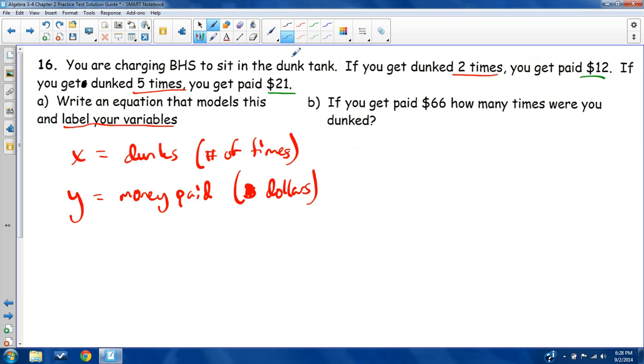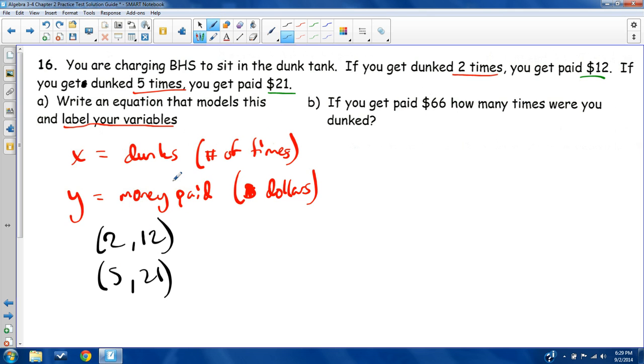Here's the thing. They gave us 2 points. You might not even recognize it, but they gave you 2 points. Here's a point, (2, 12), right? 2, number of dunks, comma, 12, amount of money paid. (2, 12), that's a point on your graph. Here's another one, (5, 21). X is 5, y is 21. So another way of putting this, once you get to that point, basically it says, write the equation of a line passing through these 2 points.